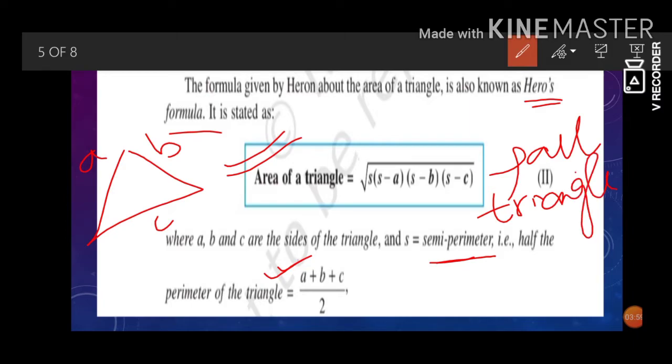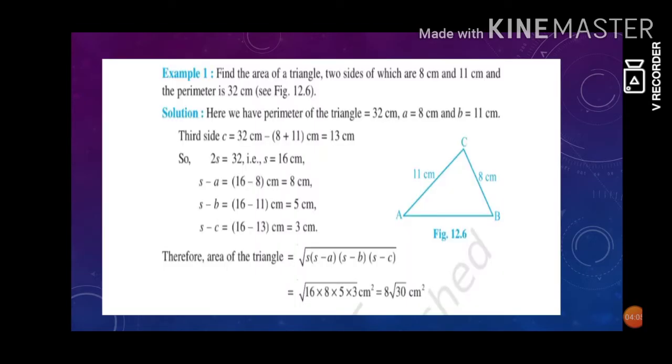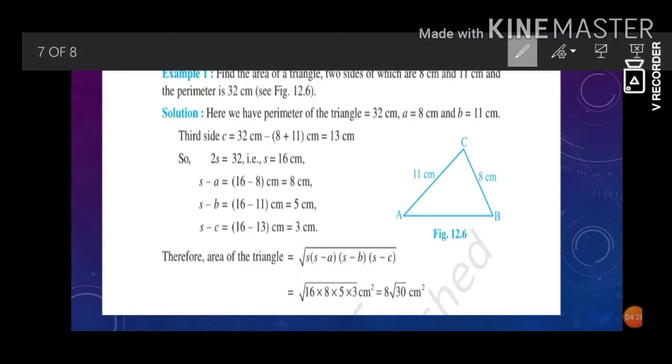So let us see one example today. This is the first example. Find the area of the triangle whose two sides are 8 cm and 11 cm, and the perimeter is 32 cm. So in the given triangle, two sides are given, 11 and 8, but we need three sides. But along with it in the question, the perimeter is given. So we can easily find out the third side.